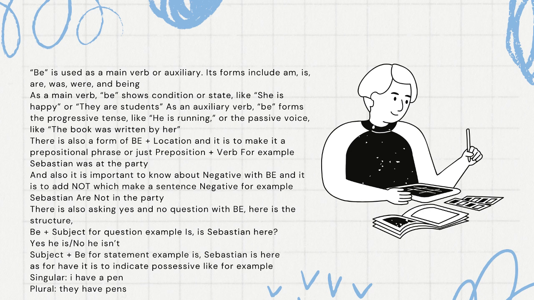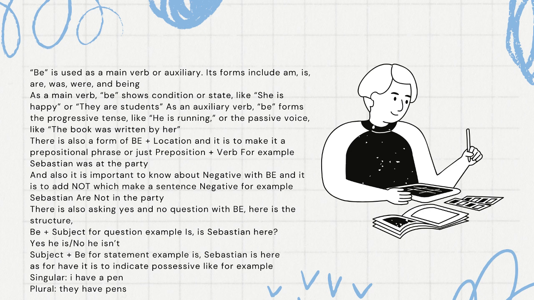was written by her. There is also a form of be plus location, and it is to make a prepositional phrase or just a preposition. For example, preposition plus verb: Sebastian was at the party. And it is also important to know about negative with be, which is to add not, which makes a sentence negative. For example, Sebastians are not in the party.